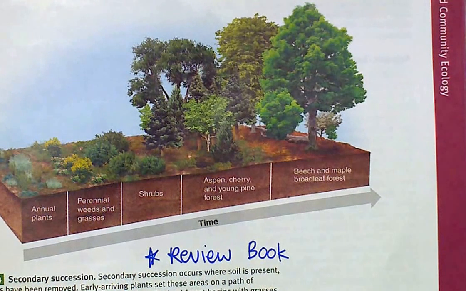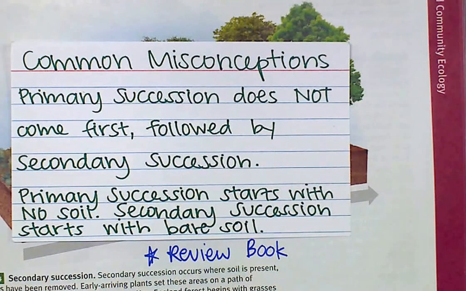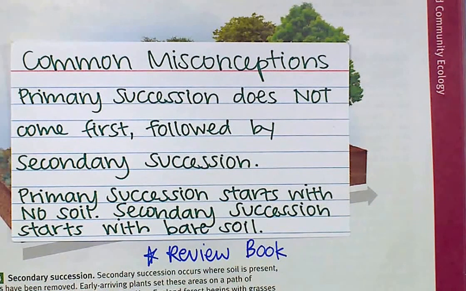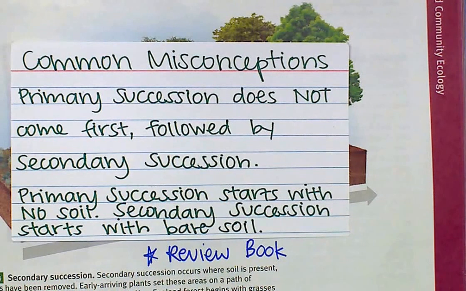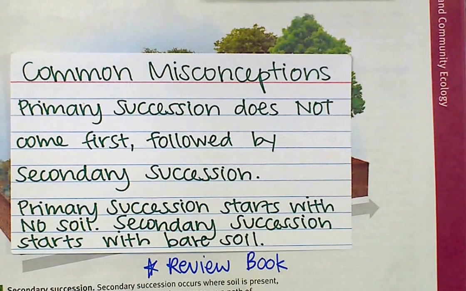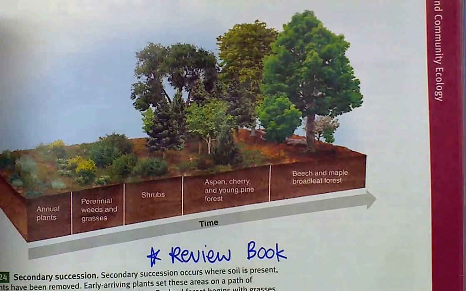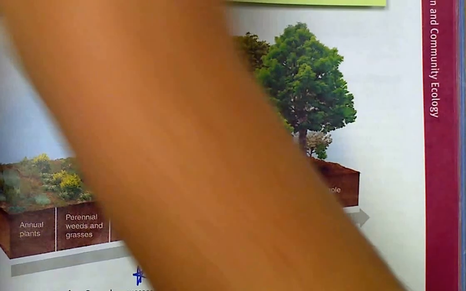Now, there's a common misconception that primary succession happens first, followed by secondary succession, which is not true. Okay, primary succession is the whole process, start to finish, from bare rock. Secondary succession is the whole process, start to finish, from soil. Okay, primary succession starts with no soil. Secondary succession starts with bare soil. That's the difference. They don't occur one after another. Okay? They are start to finish. It's just a matter of how they start.